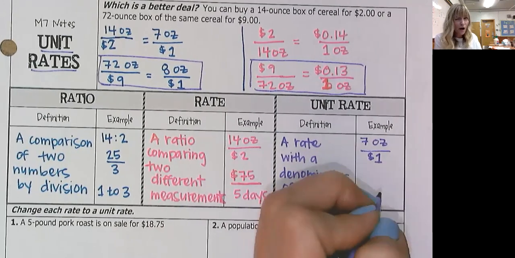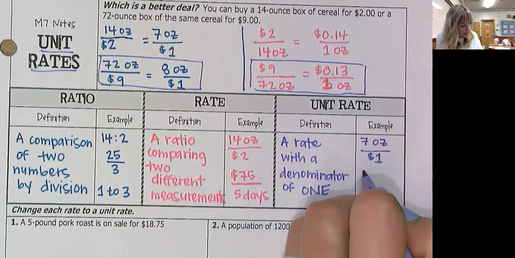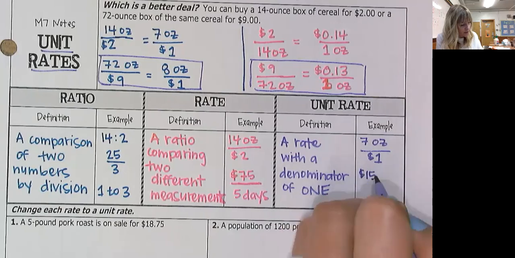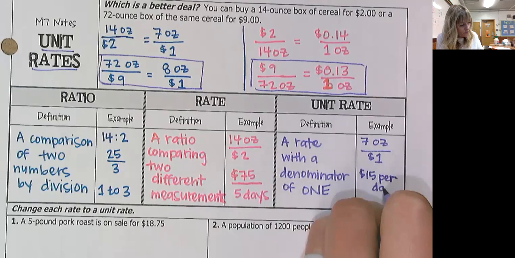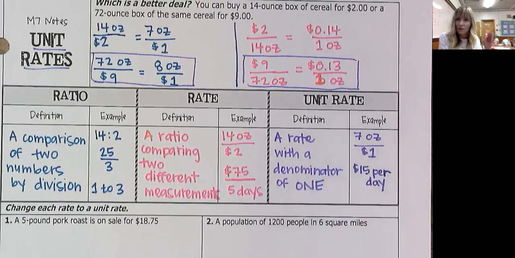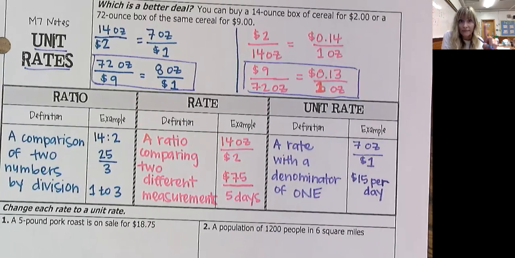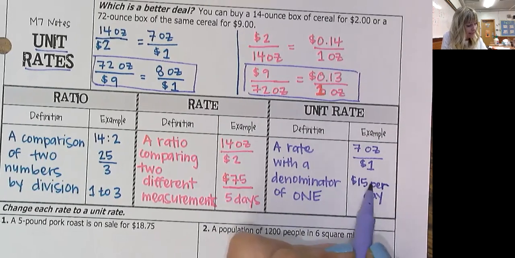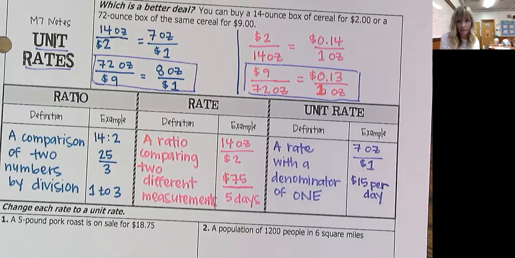But also you'll often see it written something like this. Instead of $75 in 5 days, that would be $15 per day. And sometimes, and we're going to learn a lot about how to write it that way, but when they say $15 per day, do you know how many days they're talking about? 1. This is still a unit rate because it is $15 in 1 day. So it's a unit rate, it's a rate with a denominator of 1.